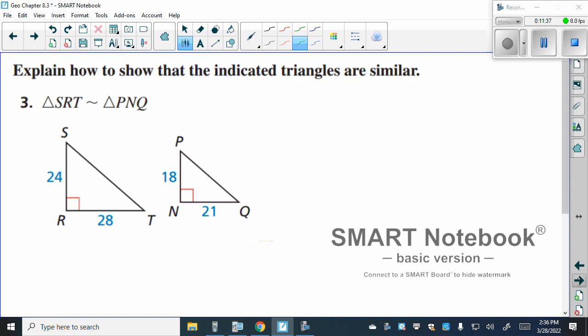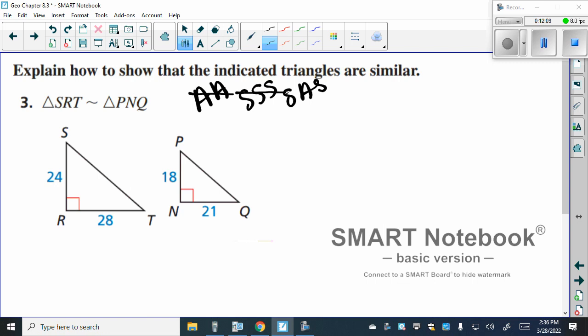Okay, let's look at the next one. I think we just have 2 left, don't we? Now, looking at this one here, we have 3 different ways that we can show similarity. Angle angle, side side side, and side angle side are the 3 ways that we have, yes? Are we given at least 2 angles in these 2 triangles? No, we're given 1, yes? Am I given 3 sides? No, so we really can't use these 2 here.